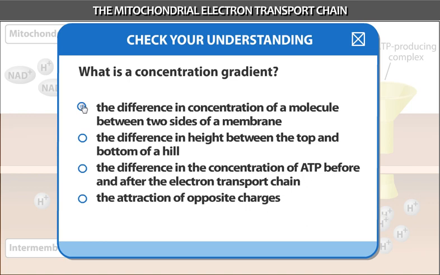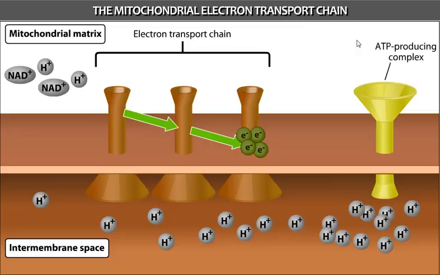The difference in concentration of a molecule between two sides of a membrane, the difference in height between the top and bottom of a hill, the difference in the concentration of ATP before and after the electron transport chain, or the attraction of opposite charges. And the correct answer is the difference in concentration of a molecule between two sides of a membrane.